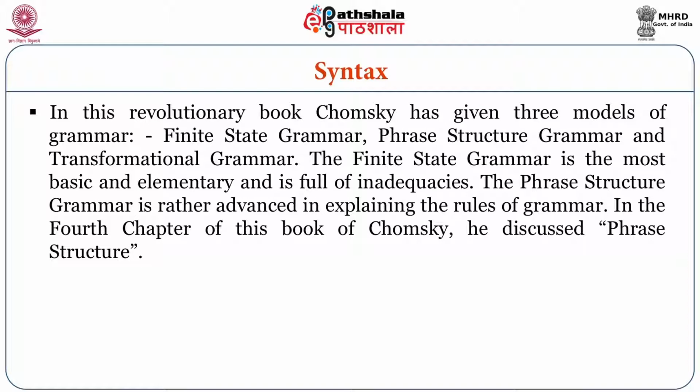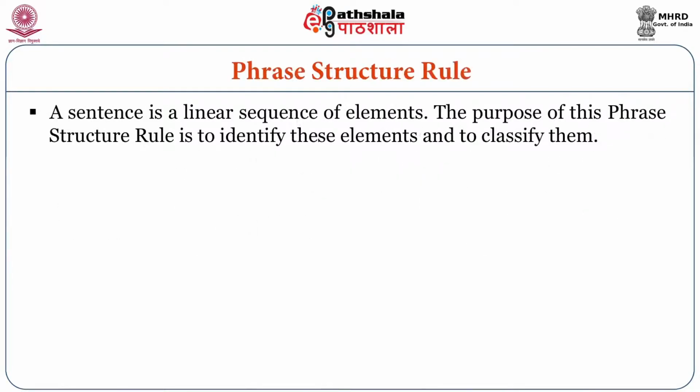In this revolutionary book, Chomsky has given the models of grammar: finite state grammar, phrase structure grammar, and transformational grammar. The finite state grammar is the most basic and elementary and is full of inadequacies. The phrase structure grammar is rather advanced in explaining the rules of grammar. In the 4th chapter of this book of Chomsky, he discussed phrase structures in detail. Now, what is this phrase structure and what are the rules?